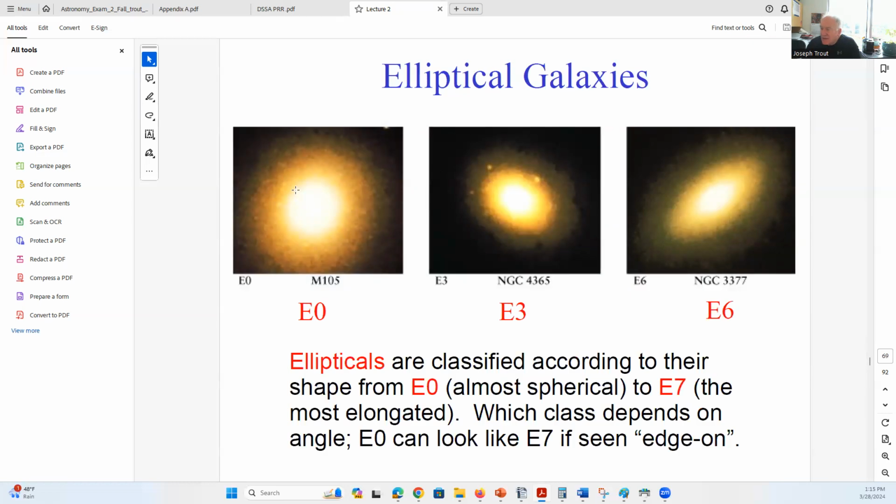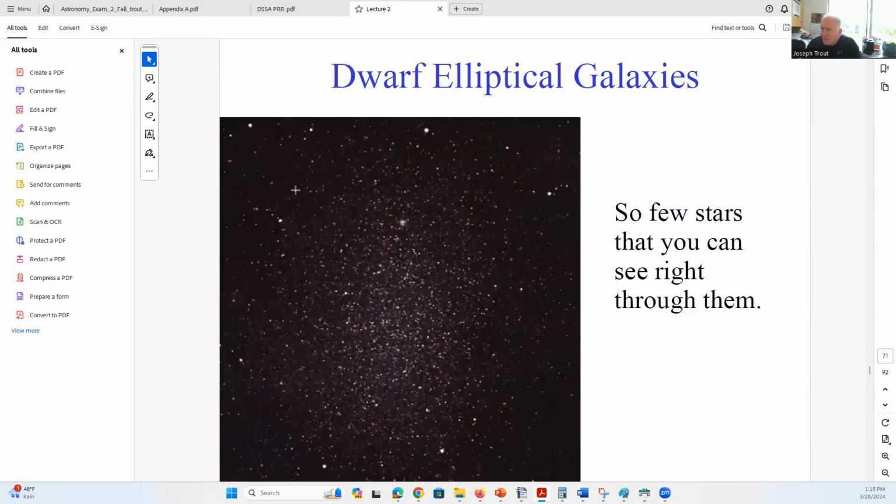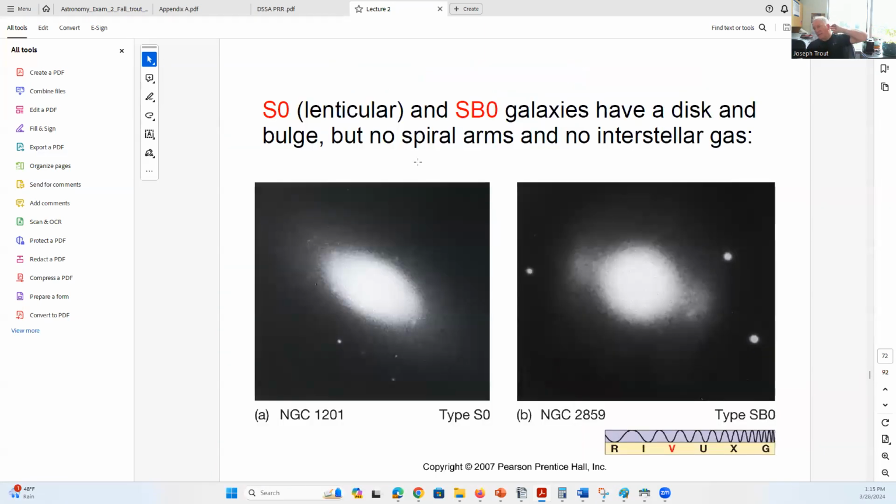So here are some pictures of the elliptical galaxies. This is an elliptical galaxy, but there are so few stars that it's almost hard to tell that this is actually a galaxy. So we also see that these galaxies have disks and bulges, but no spiral arms and no interstellar gas. So there's no star formation going on.